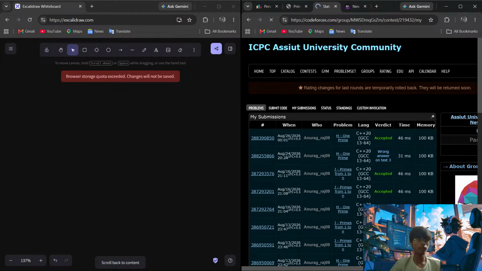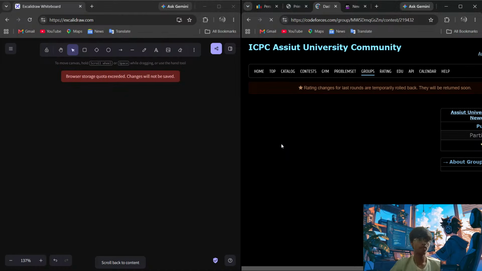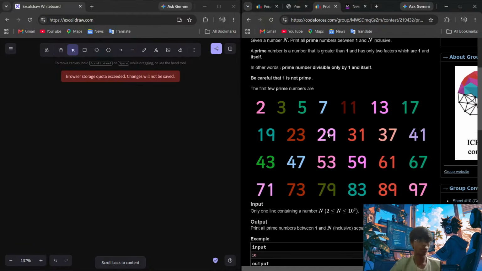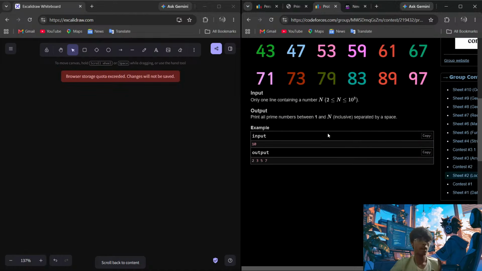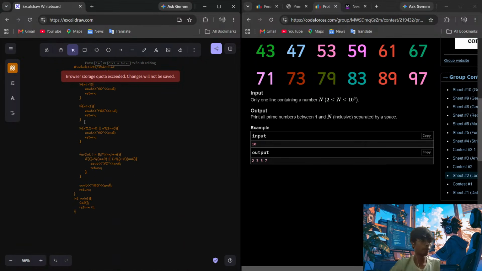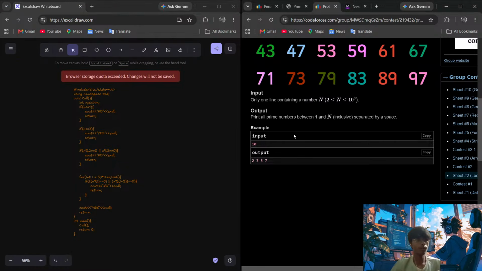So another question related to prime is this question. Okay guys, this is the code for checking whether a particular number is prime or not. Now what we have to do here is that we are given a number and we have to print all the primes up to it. I have to print it. So what I will do here is, yeah, bro.